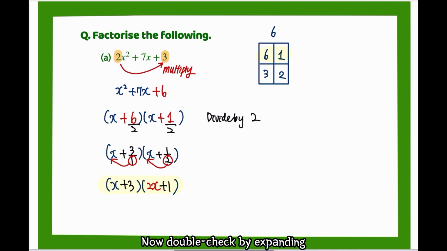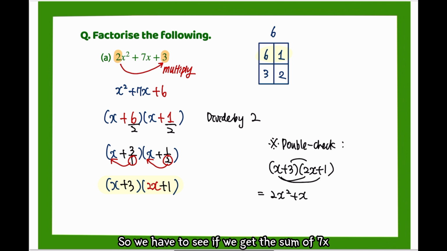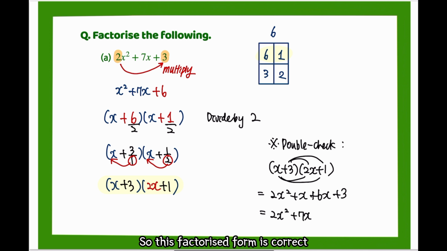Now double check by expanding. So this is the factorized form and try to see if you get the original expression. So this, we have to see if we get the sum of 7x. So this factorized form is correct.